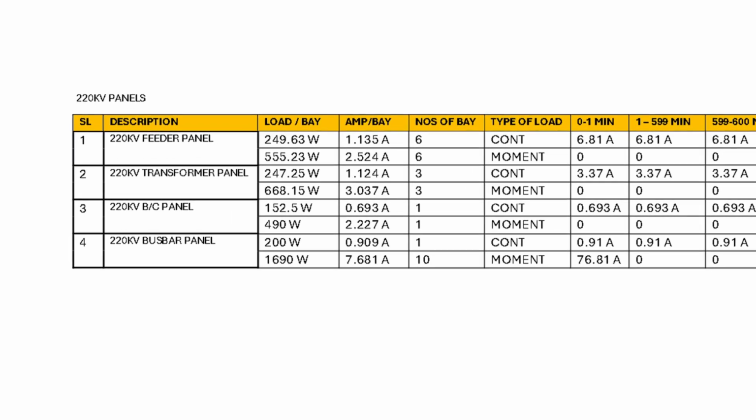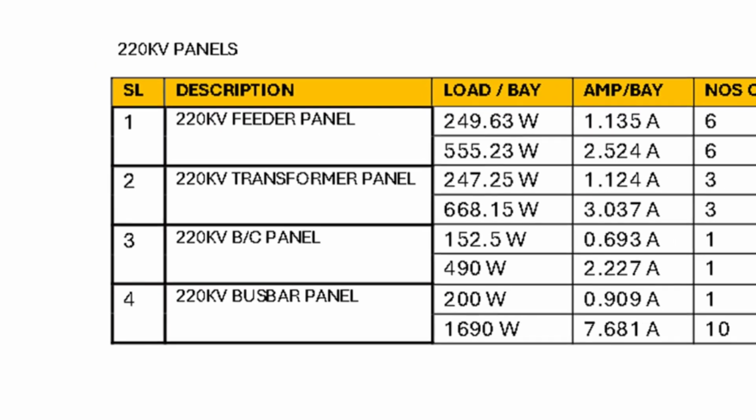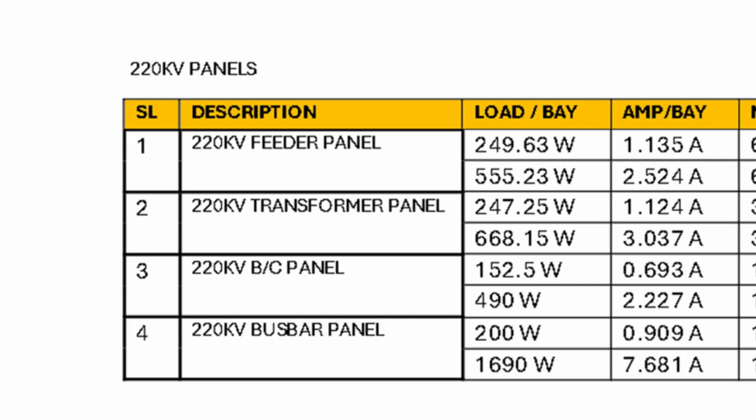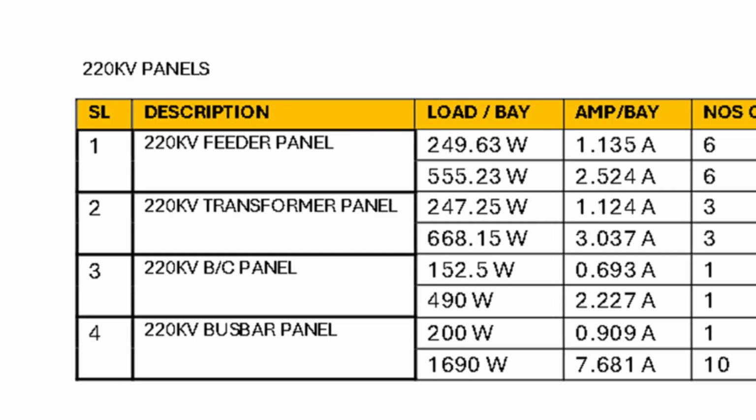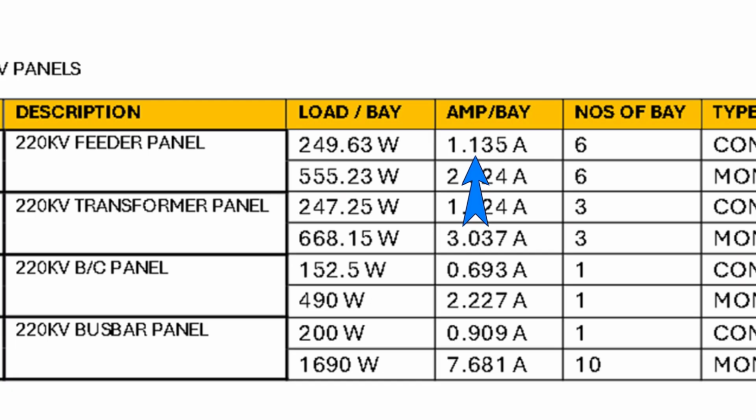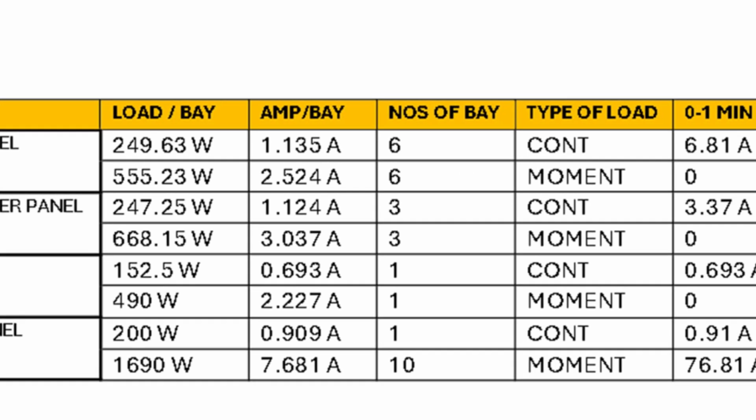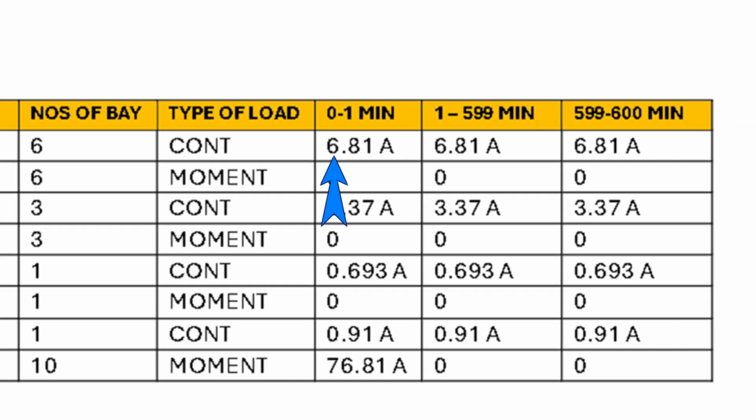The first row represents the 220 kilovolt feeder panel. It has relays, indication lamps, which will consume continuous loading. The manufacturer provides data for the wattage consumption of the panel under continuous operation. If we divide that wattage by 220 volts, we will get the current rating, ampere loading. There are 6 such panels. Therefore, the continuous loading of each panel will be 6.81 amperes.